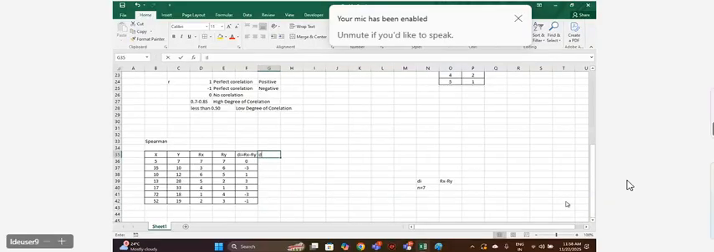Now you do di square. Write this later so you won't get confused. Now you put di square.